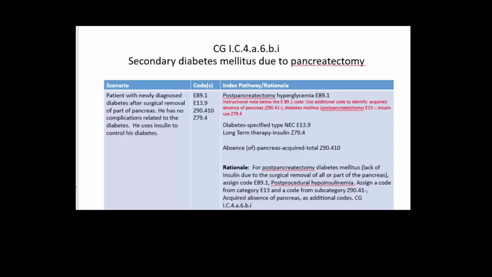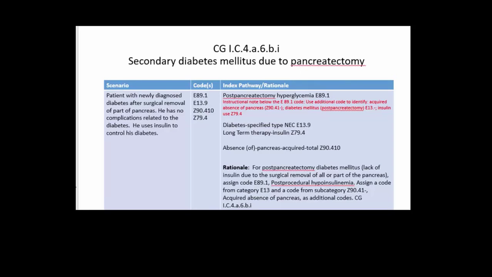This slide has to do with secondary diabetes due to a pancreatectomy or the removal of the pancreas. And the diagnostic statement tells us the patient has no complications related to diabetes and uses insulin to control his diabetes. If you read the guideline, it tells you the codes that you're going to be needing at a minimum. And then when you look up your codes, it also tells you in the instructional notes the code you're going to be needing. So there's not a lot of guesswork here. The guidelines actually tell you exactly how to sequence these codes.